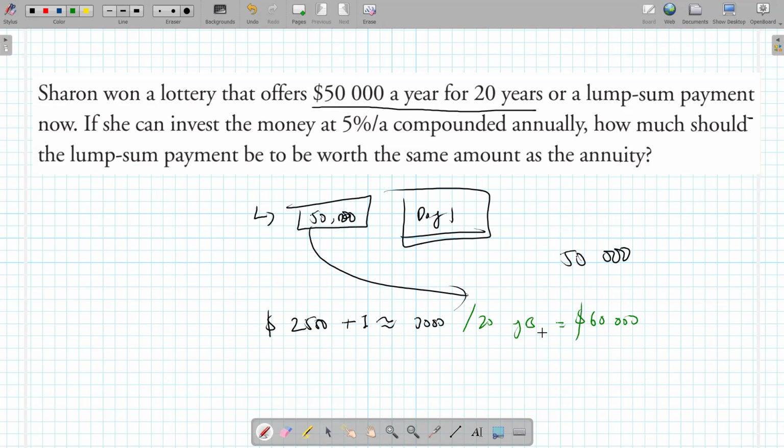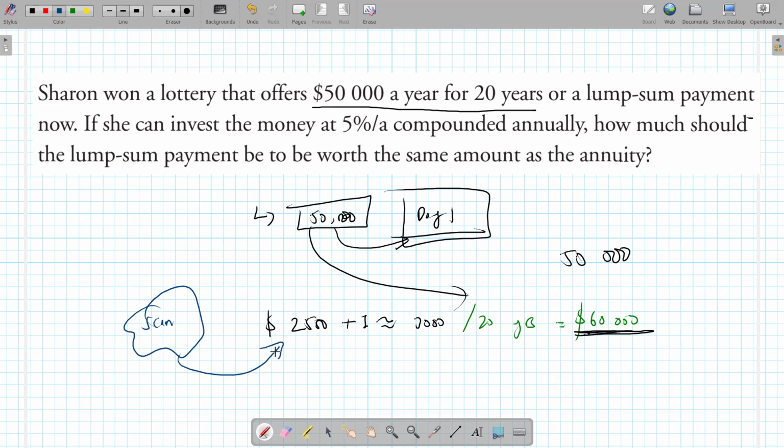Which one is better? Is getting $50,000 on day one better, or is getting a slightly higher yearly amount each year for 20 years better? Because at the end of the 20 years, you'll get 60,000. What do you think? Which one would you go with? The first one? 100% the first one. This is actually a scam. It's not a scam, but this is really bad.